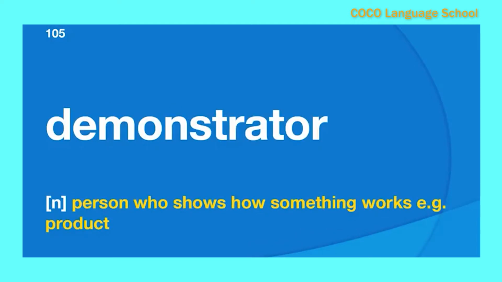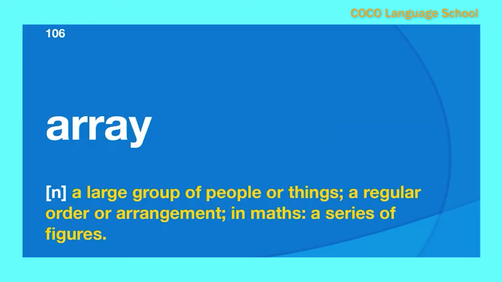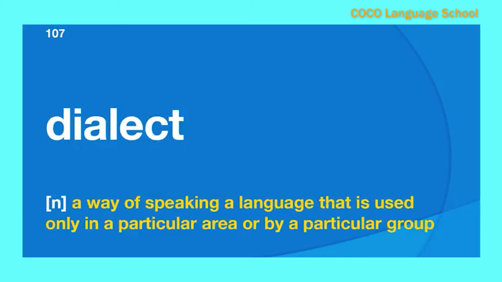Person who shows how something works, for example, a product. Demonstrator. A large group of people or things, a regular order or arrangement in maths, a series of figures. Array. A way of speaking a language that is used only in a particular area or by a particular group. Dialect.